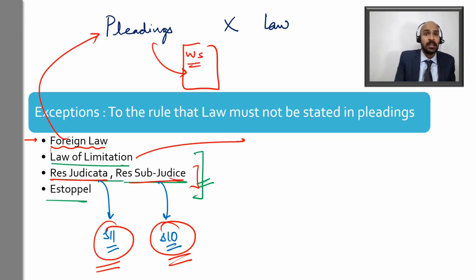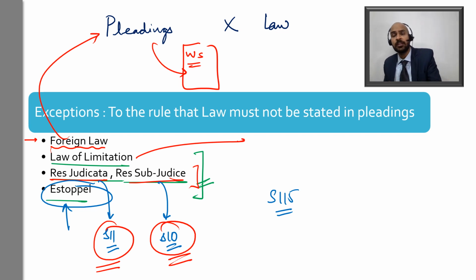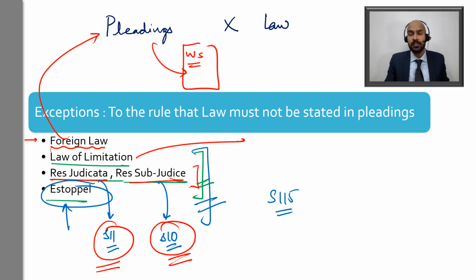Likewise, even facts that show that a person is estopped from saying something. Now, estoppel is something that you find in sections 115 to 117 of the Indian Evidence Act. And estoppel is basically a bar that prevents a person from stating something contrary to what one has said previously. So these are some exceptions that, despite being points of law, can be included in the pleadings.